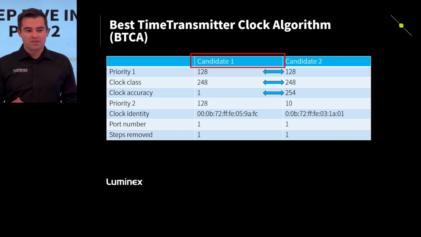In this order, you can see that priority 1 is the most important value to control who will become your main grandmaster. Priority 2 is less important, but you can also see that if all priority values, clock class and clock accuracy values match, then the device with the lowest clock identity will win the election, and that's mostly determined by the MAC address of those devices. So most of the time, the device with the lowest MAC address will win the election if you don't configure any priority values, and these devices all have the same clock accuracy and clock class.